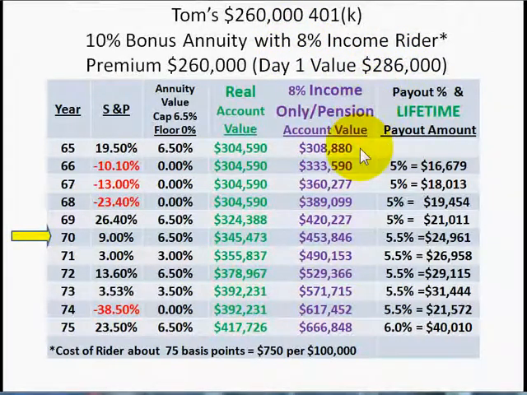and that income rider gives him 8% every year. $308,000, $333,000, $360,000, 8%, 8%, 8% every year. When he's 70 years old, he's got $453,000 in his income-only account. Now I put this account in purple to differentiate. This is not his money.